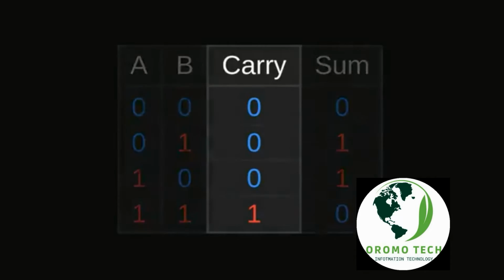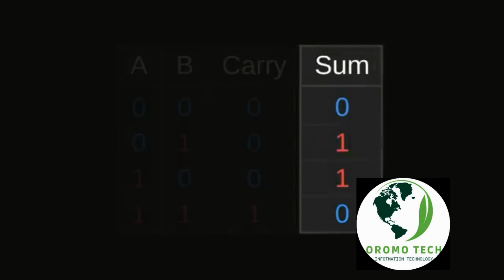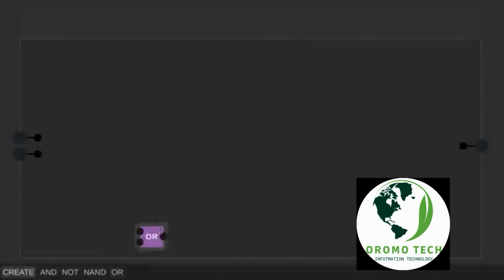So if we look at the carry column here, it might look familiar because it's actually an exact match with the AND operation. The sum column, on the other hand, doesn't match exactly with anything we've already seen, but it's quite close to the OR gate we created earlier. It just has a 0 in this last spot instead of a 1. So let's take that OR gate as a starting point, and we just need to turn the output to a 0 when both inputs are 1.